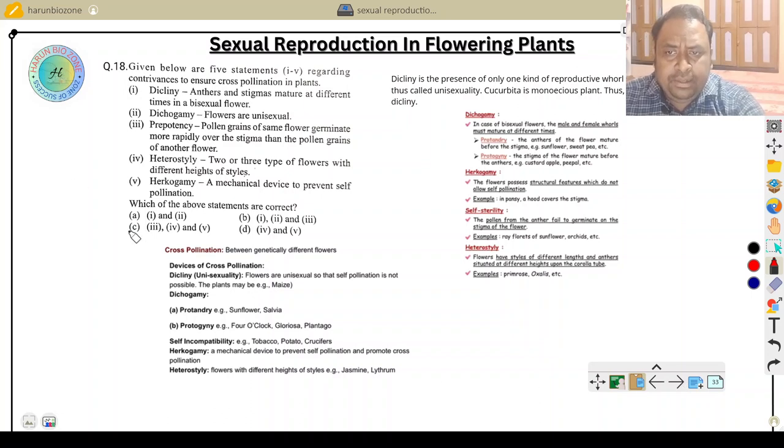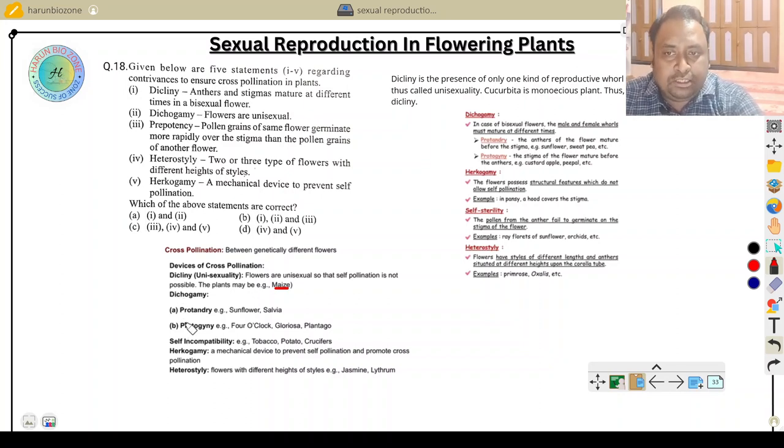Here many different points are present, like dicliny. Dicliny means unisexuality. Flowers are unisexual, so self-pollination is not possible, and this is not dichogamy. So no self-pollination occurs, only cross-pollination is possible in a dicliny plant. Example, maize.